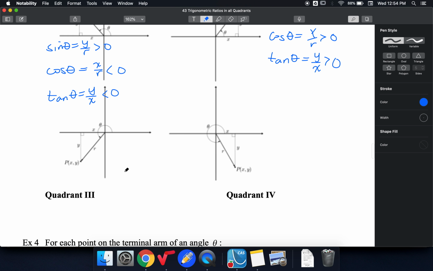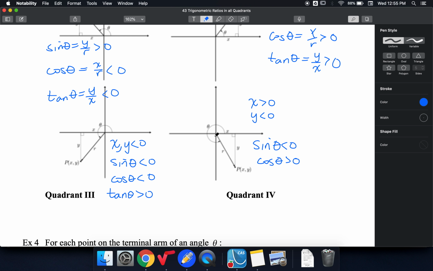In quadrant 3, x and y are both negative. So sine theta will be negative. Cosine theta will also be negative. But now tan theta, negative over negative, is positive. In quadrant 4, x is positive, y is negative. So now my opposite side is negative. Sine theta is less than 0. Cos theta is greater than 0, since adjacent is positive. Tan theta is negative over positive, so less than 0.